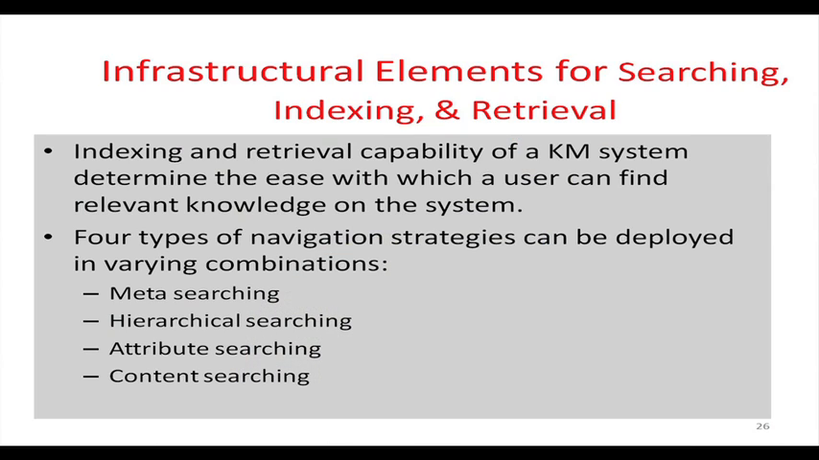Now, another issue is related to searching, indexing and retrieval. When I am talking about searching, indexing and retrieval of a KM system, we have to see how it happens. And here we are going to talk about different kinds of navigation strategies, which are known as meta searching, hierarchical searching, attribute searching and content searching. So, I think I should proceed.